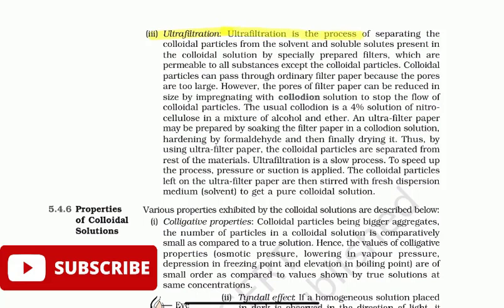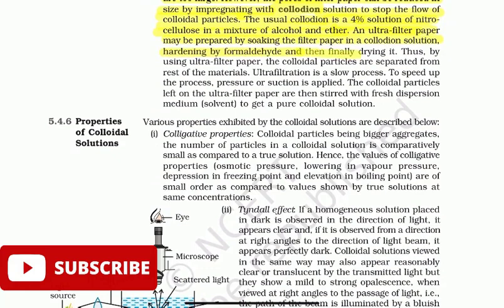Ultrafiltration. Ultrafiltration is the process of separating the colloidal particles from the solvent and soluble solutes present in the colloidal solution by specially prepared filters, which are permeable to all substances except the colloidal particles. Colloidal particles can pass through ordinary filter paper because the pores are too large. However, the pores of filter paper can be reduced in size by impregnating with colloidal solution to stop the flow of colloidal particles. The usual collodion is a 4% solution of nitrocellulose in a mixture of alcohol and ether. An ultrafiltration paper may be prepared by soaking the filter paper in a collodion solution, hardening by formaldehyde, and then finally drying it. Thus, by using ultrafilter paper, the colloidal particles are separated from the rest of the materials.